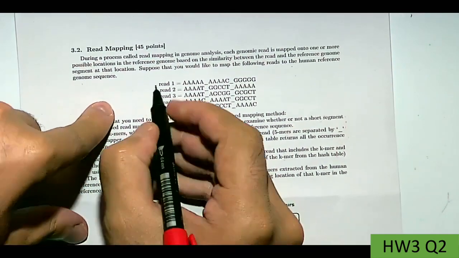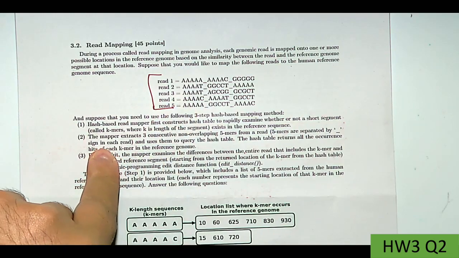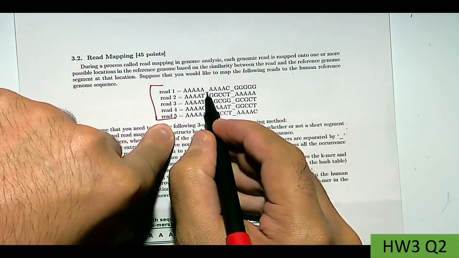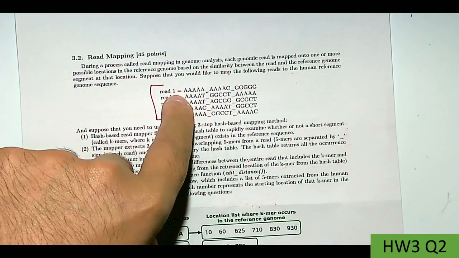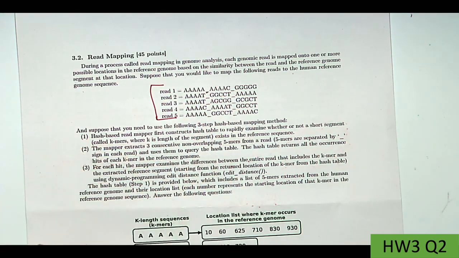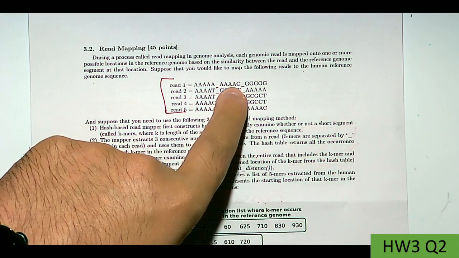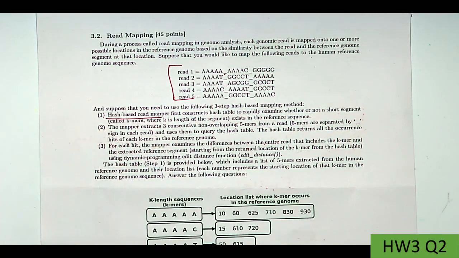You are given those 5 reads, and each read we chop into 3 k-mers. For simplicity, I give you the delimiter here, which is underscore, that divides the k-mers of a single read. So k-mer, the k here is the length of this substring or subsequence. Here the k-mer length is 5, so k is 5. So how many k-mers do we have per read? 3.